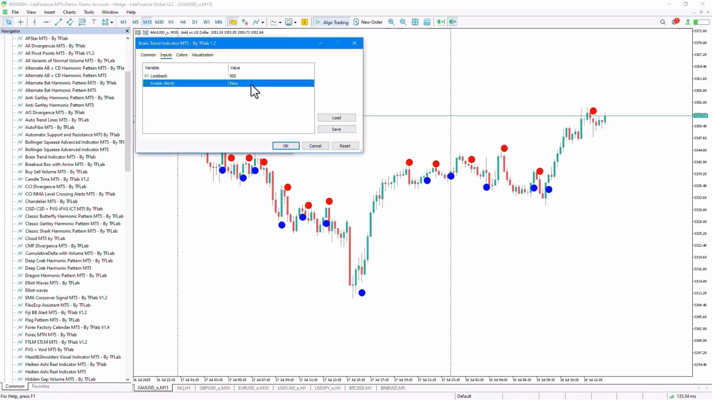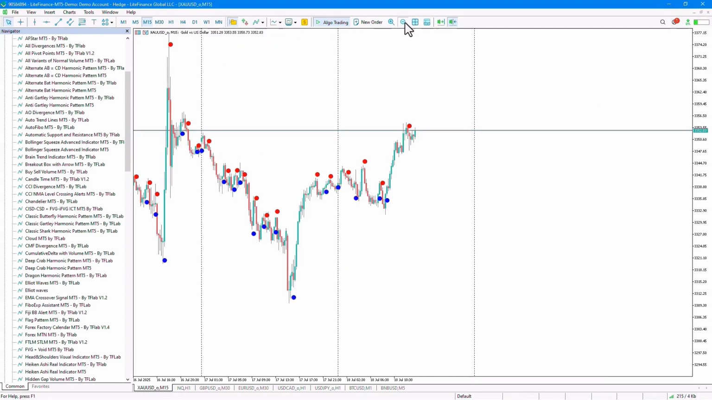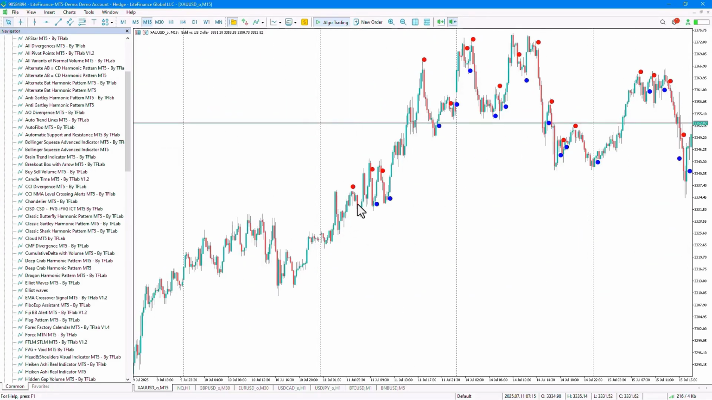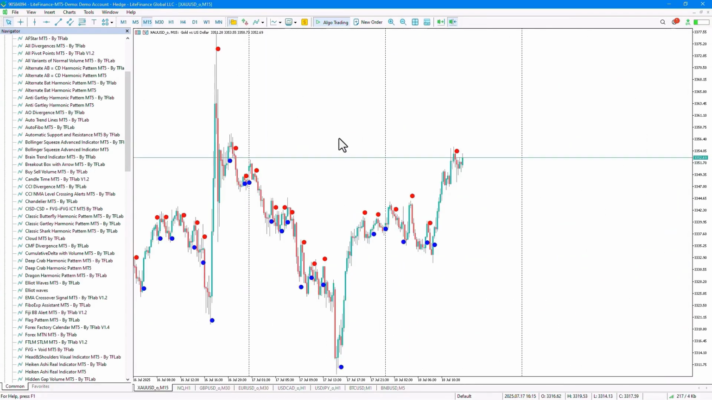And in the second input, we can choose to receive alerts when bullish or bearish trend signals are displayed. By default, this option is set to false or disabled, but we can enable it or set it to true. The number of candles displayed for us on the chart is set to 500 by default, but we can increase this number or decrease it as needed.